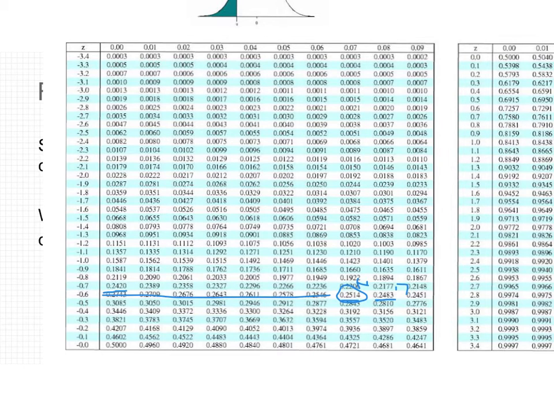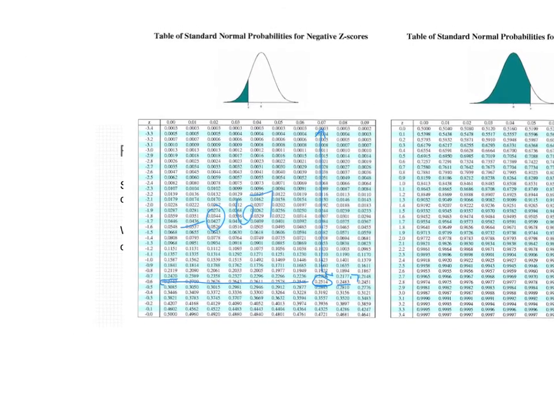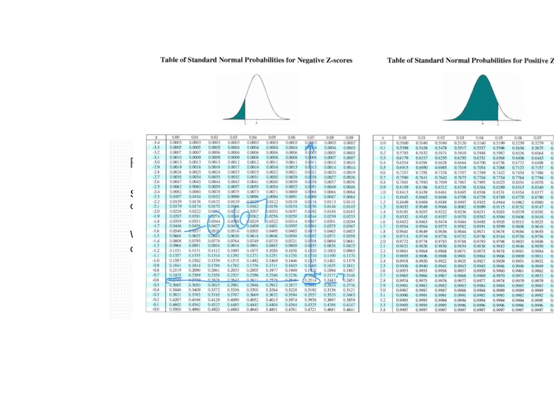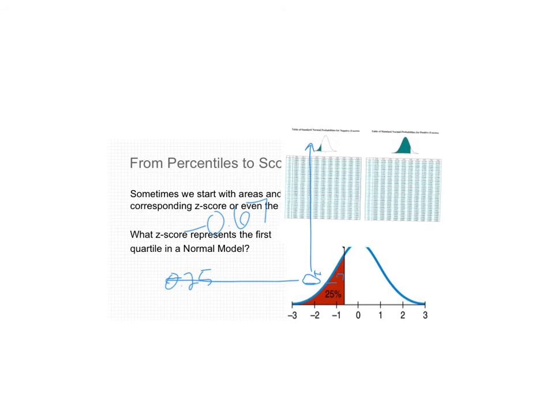And as we go to the side, we get negative 0.6, and then up we get 0.7. So our Z score is going to be negative 0.67. Okay, and you can actually get that using your table or your technology as well.